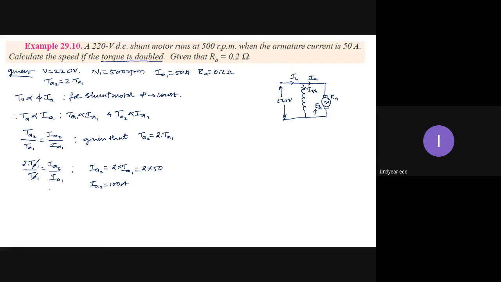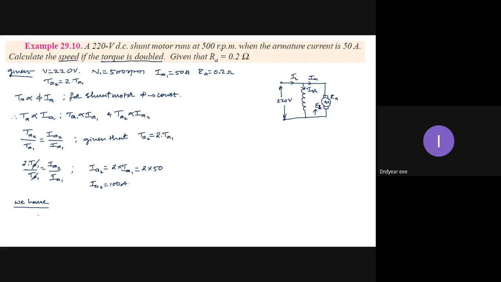See, actually I want the speed here. Calculate the speed if the torque is doubled. If there is no mention about the torque, then this problem cannot be solved. Why? Because torque is mentioned, I could find out IA. I will tell you again.